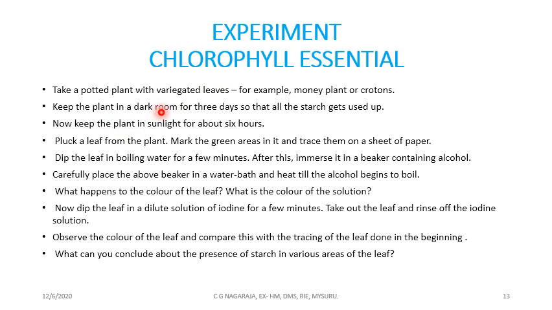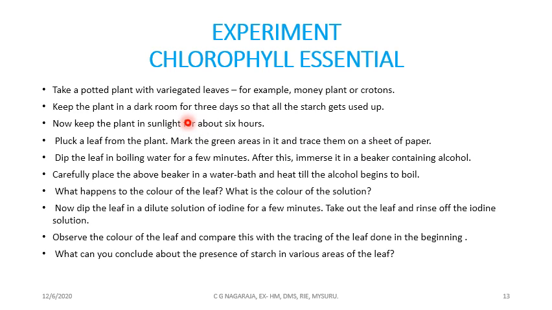Keep the plant in the dark room. We keep it in the dark room because whatever starch is prepared will have to be used up by the plant, and then that will help us to test whether chlorophyll and sunlight are essential for photosynthesis. Now keep the plant in the sunlight for about 6 hours because the reaction should take place, and take the leaf from the plant and mark the green areas and trace them on a sheet of paper.